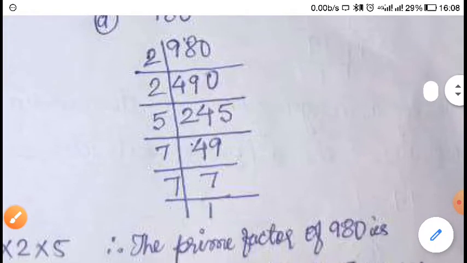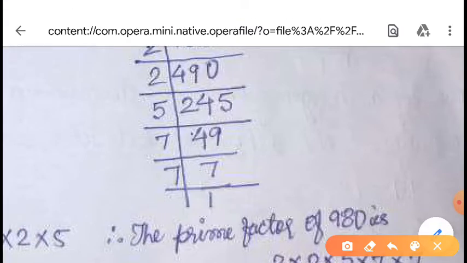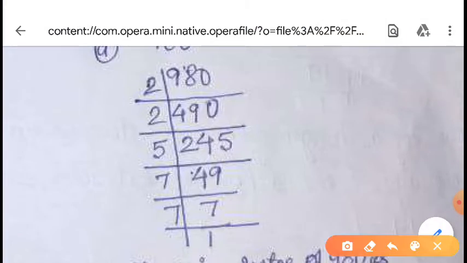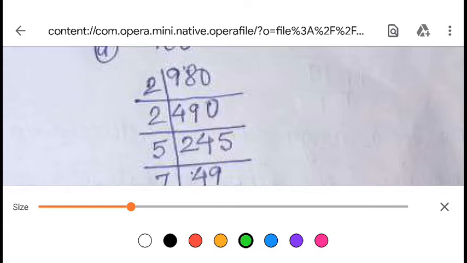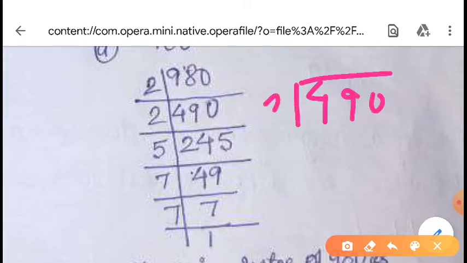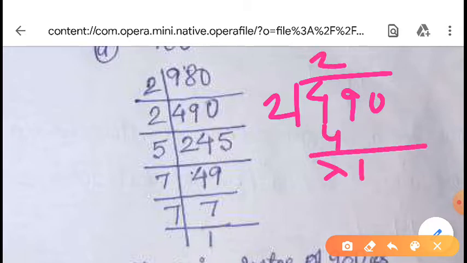Now we can easily see that 2 into 490 is 980. Again, we have to find the factors of 490, no need to fear. You just write 490 like this and divide it. 2 twos are 4, this will be cancelled out, here will be 9. Then 2 fours are 8 again, so 1 is left here, and this 0 will come down.